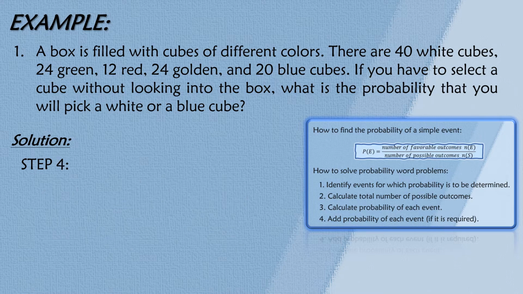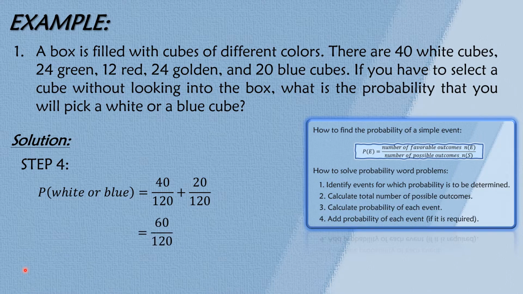Step 4 is to add the probability of each event if it is required. So, i-add natin yung probability ng white at ng blue kasi ang hinahanap natin is probability na makuha natin is white or blue. So, i-add natin ang 40 over 120 sa 20 over 120. So, that will become 60 over 120.